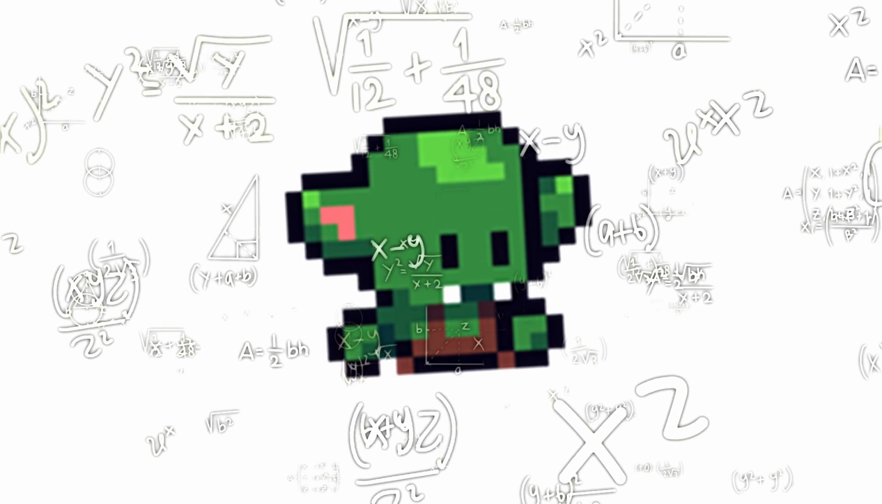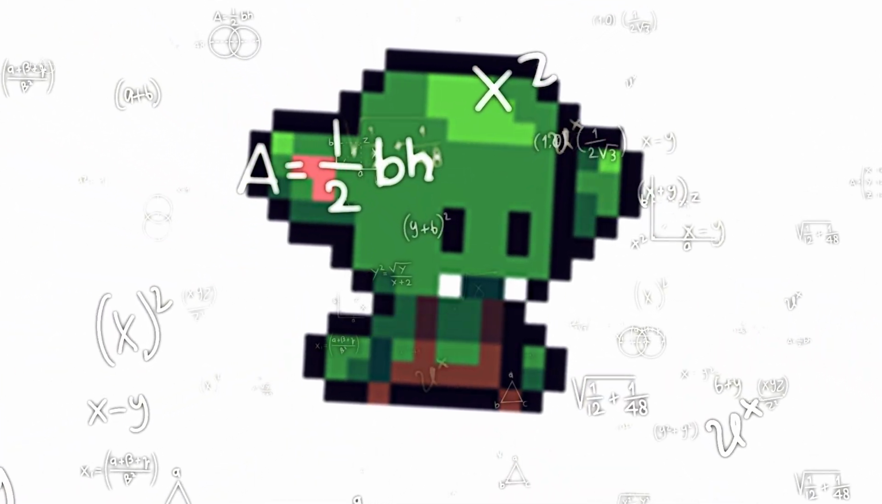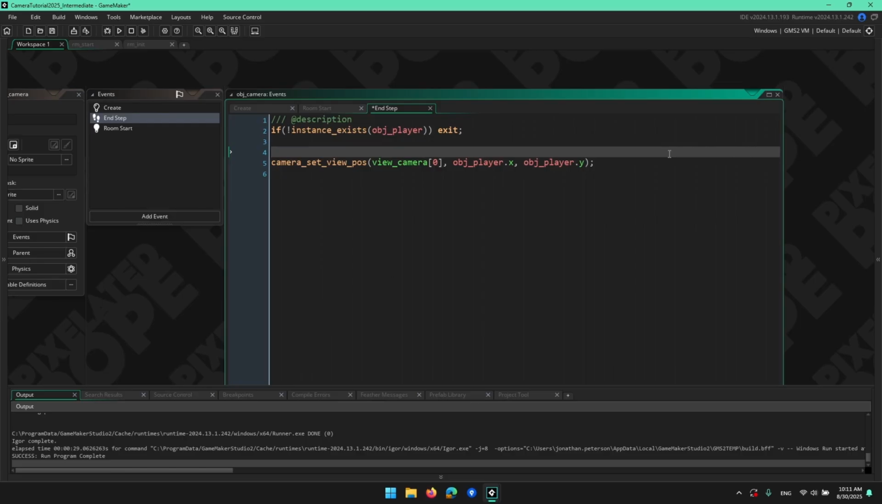When you use camera set view position, we aren't setting the position of the view based on the center of the view. We are setting it based on the top left corner. So we need to do a little bit of math to find where the top left corner should be when the player is in the center.